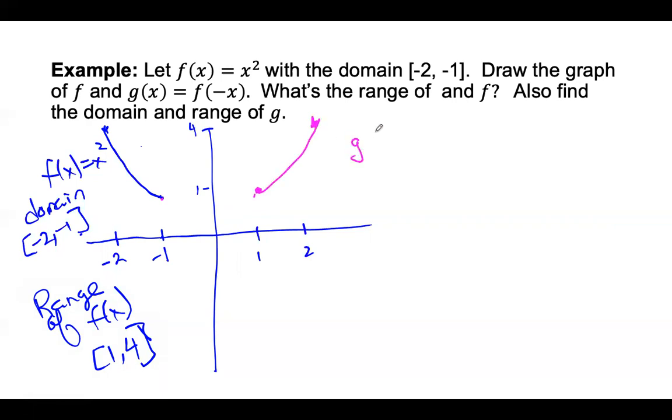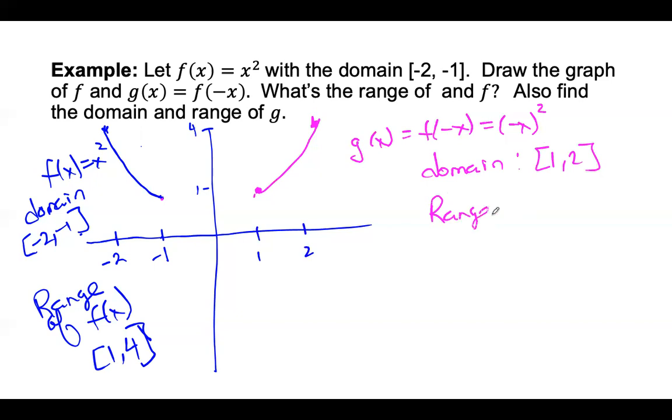So this is our new g of x, and it's equal to our f of minus x, which is our negative x squared. And again, we see our domain is now going from 1 to 2. And our range, what is the range of our new function g of x? Yeah, it's 1 to 4.